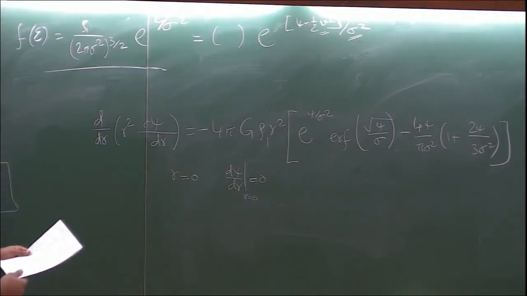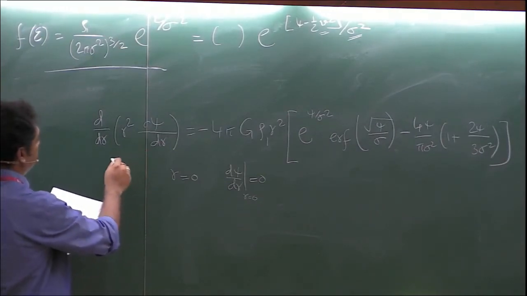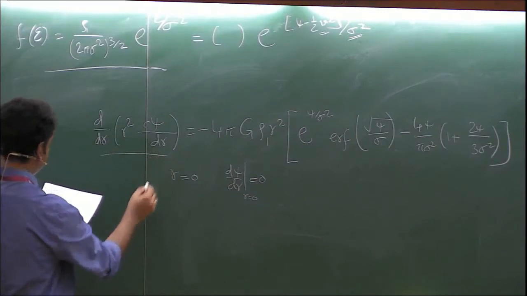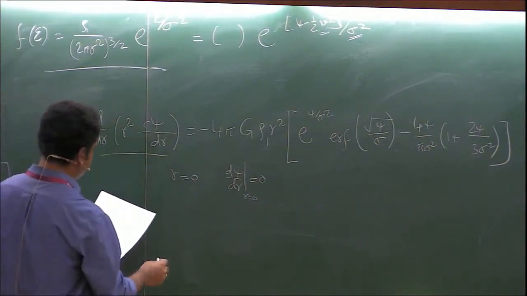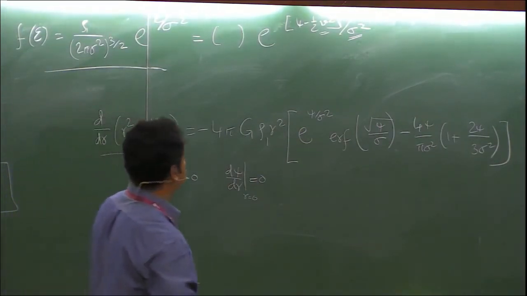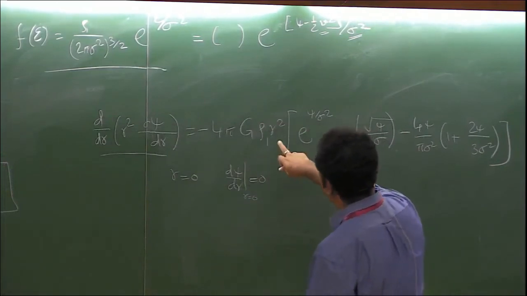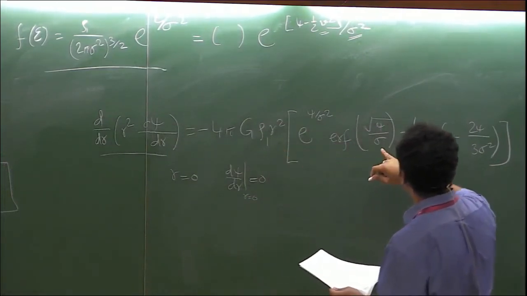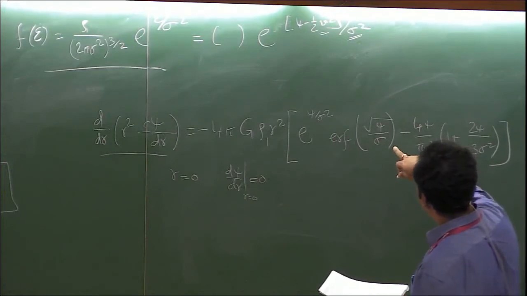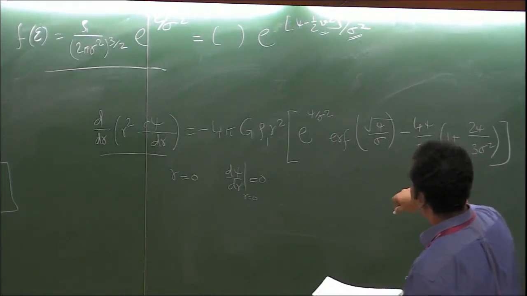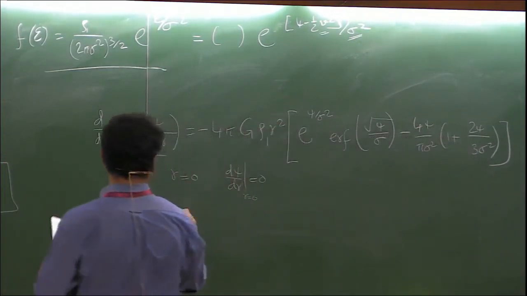It's the same thing as before. And this is essentially the second derivative of psi, right? And you can see that for very small r, for finite psi, the second derivative becomes negative.